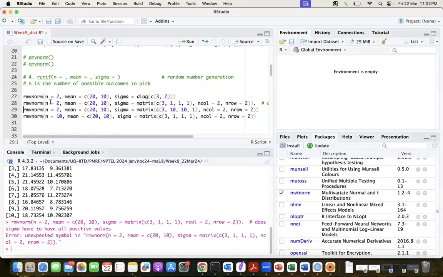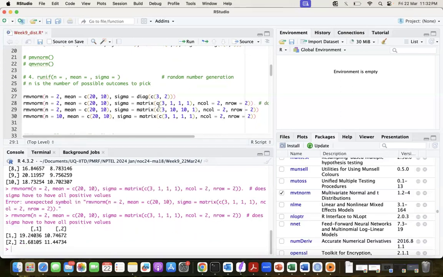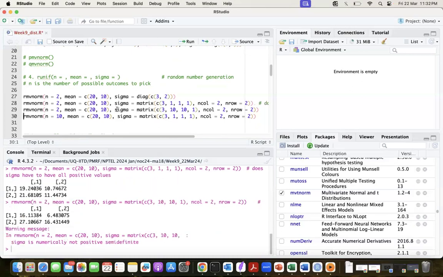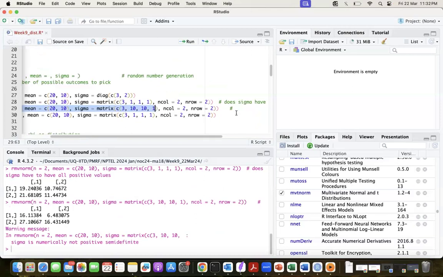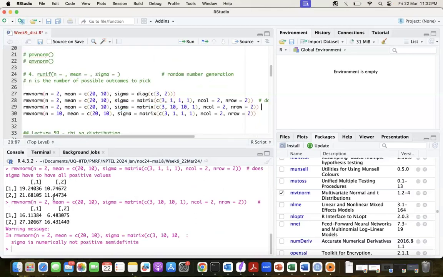Let's say I'm running this third one here. It says something unexpected. Oh, sorry, no, not this. Yeah, so this is also all right. But now if I run the third one here, it gives a warning. It runs it, but it says that sigma is numerically not positive definite.